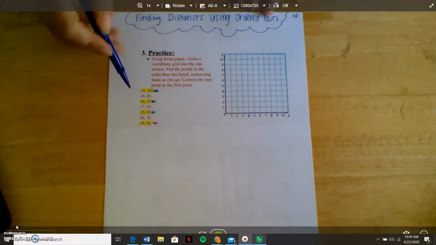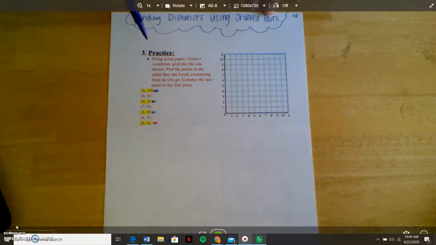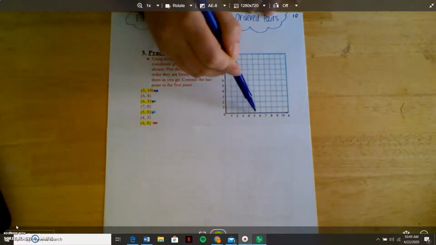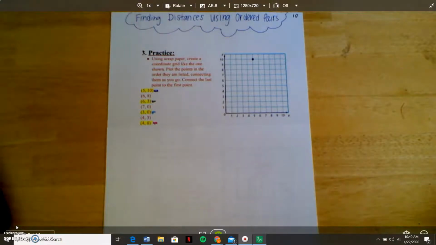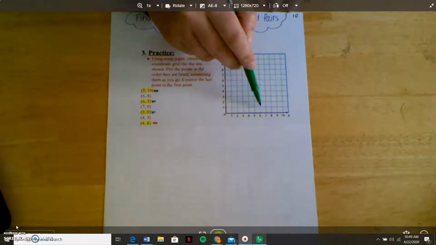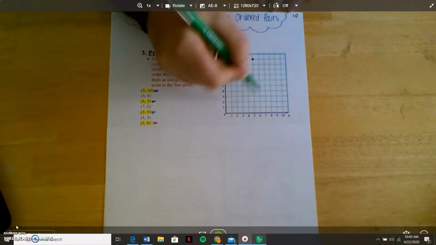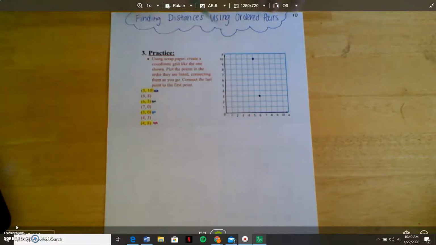Remember, we always talk about going over first with my X and up with my Y. So I'm going to go over 5 and I'm going to go up 10. I'm going to put my dot right there, matching my color that I have. My next one is my green one. I'm going to go over 6. So I'm going to start at my 0, 0, over 6, up 1, 2, 3. I'm going to put my circle there.